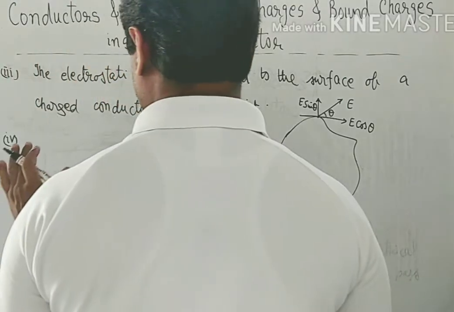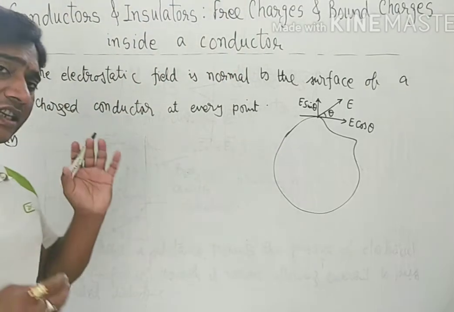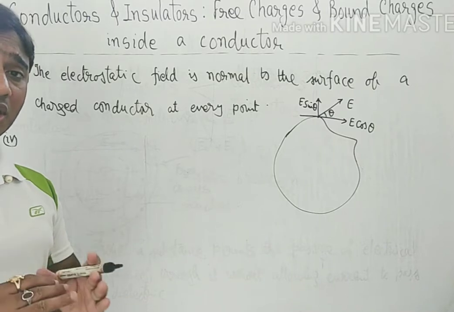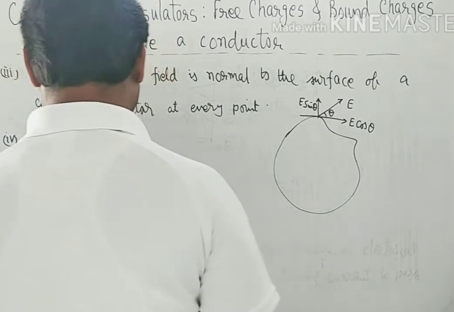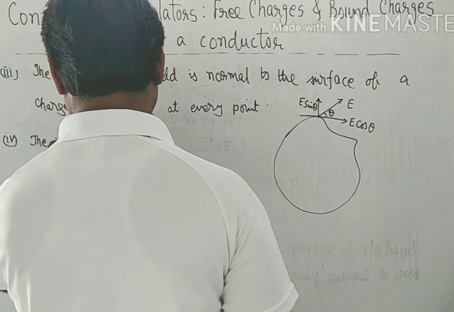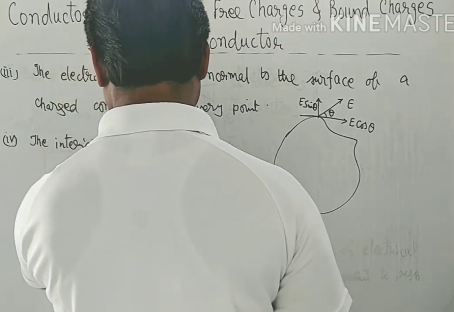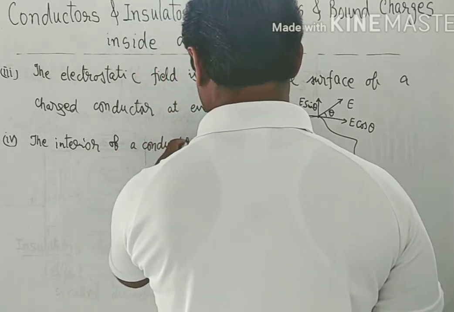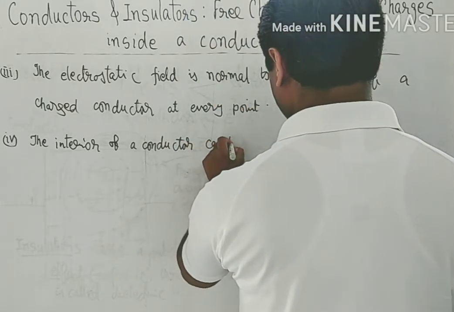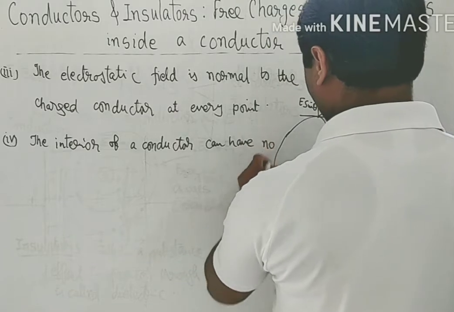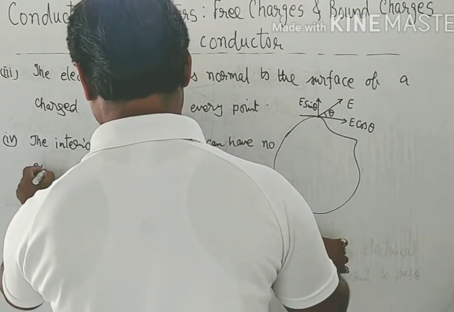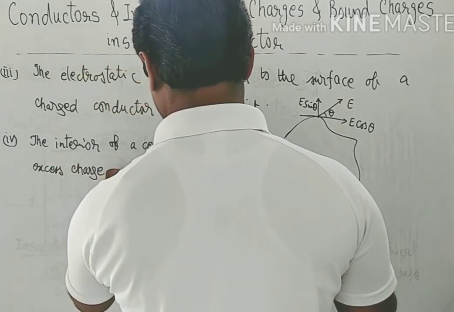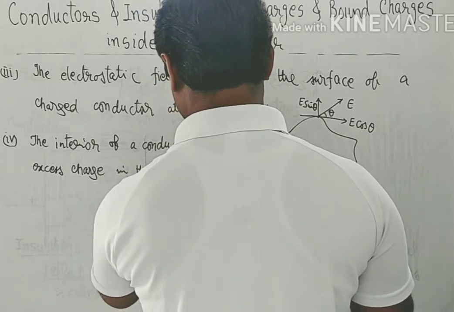Now for the next, the fourth fact: the interior of a conductor cannot have any excess charge. So let me write this. The interior of a conductor can have no excess charge in the static position.